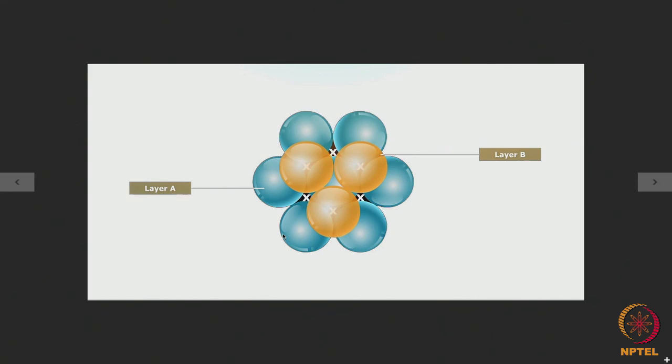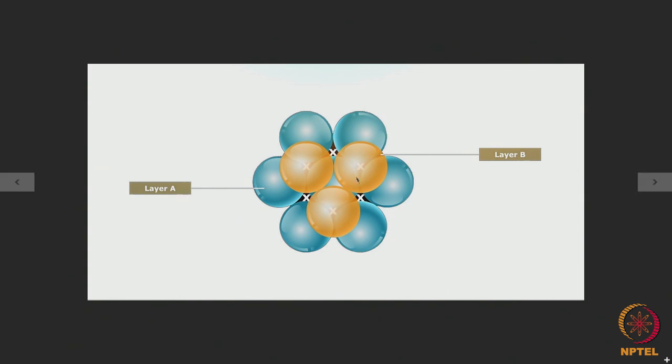Now, how do we build up the next layer? Either we put atoms here, here or here. This is one possibility. The other possibility is we can put atoms here, here and here. You see, we cannot put atoms at all these 6 positions because there is not enough space. The 6 atoms cannot be squeezed into those positions.